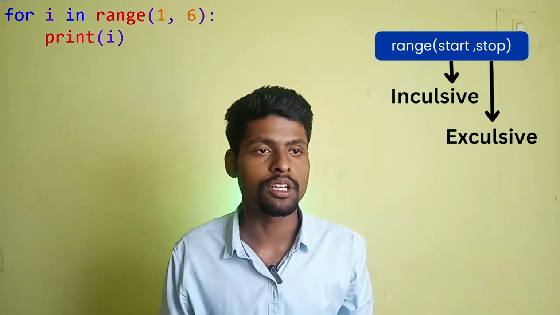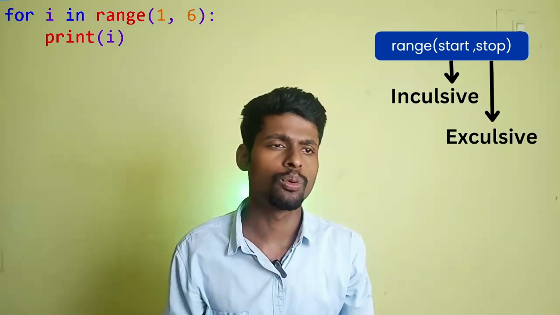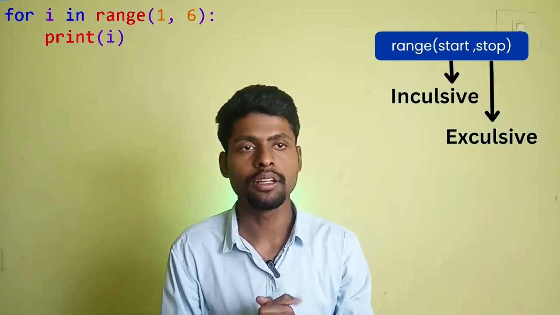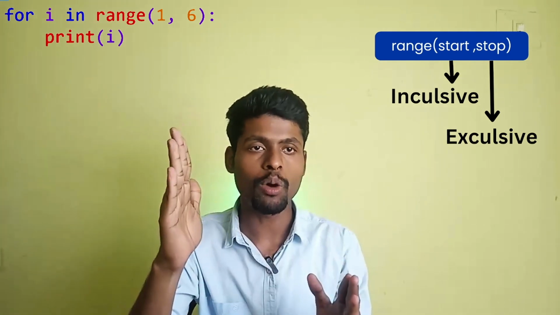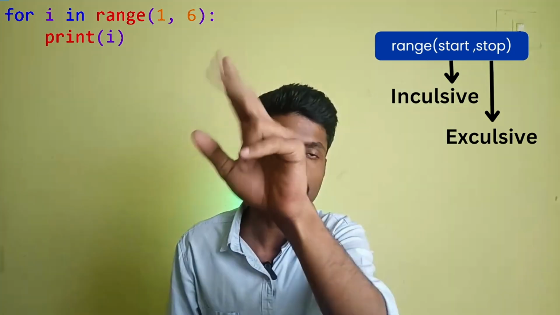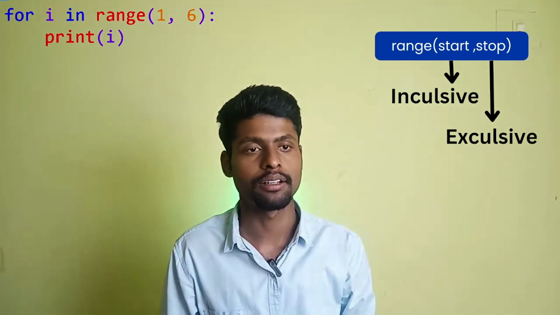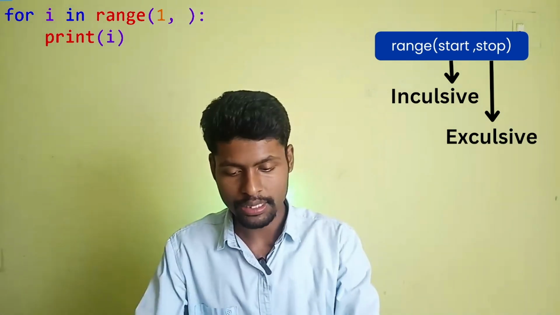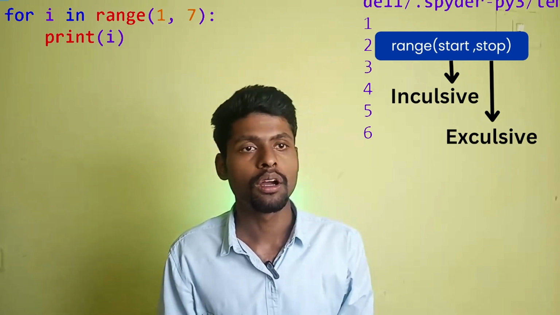The stop value is exclusive, so if we want to print values from 1 to 6, then we need to give the stop value as 7. Then only it will print values from 1 to 6. Hope I am clear. Now I want to print values from 1 to 6, so I need to give the stop value as 7. I'm giving the stop value as 7. Let's execute. If you see, the values printed from 1 to 6.